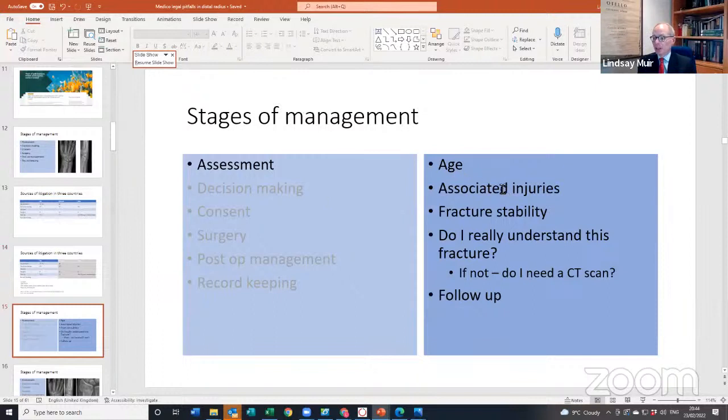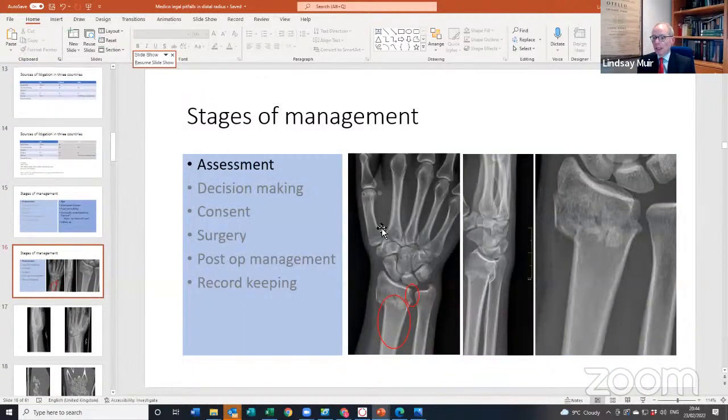Assessment, we've discussed age already. Are there any associated injuries? That's a sort of FRCS type question. Is the fracture stable? Do you understand this fracture? We'll come on in a minute to see a case. And then how are you going to follow them up? So here is the assessment.